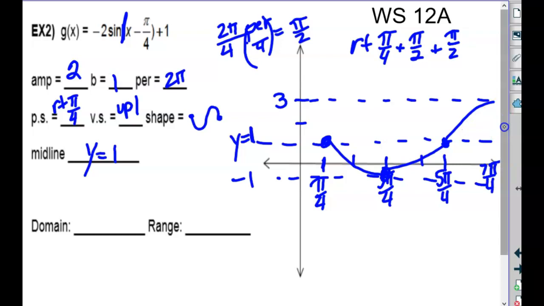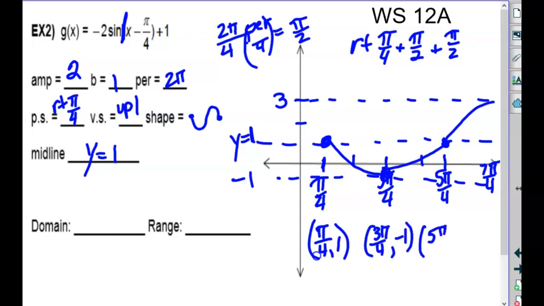And where would it hit the midline again? If I were writing the ordered pairs, I'd have pi over 4, 1, 3 pi over 4, -1, 5 pi over 4, 1, 7 pi over 4, 3, and then the next one would be at 9 pi over 4, and back at the midline, which is 1.